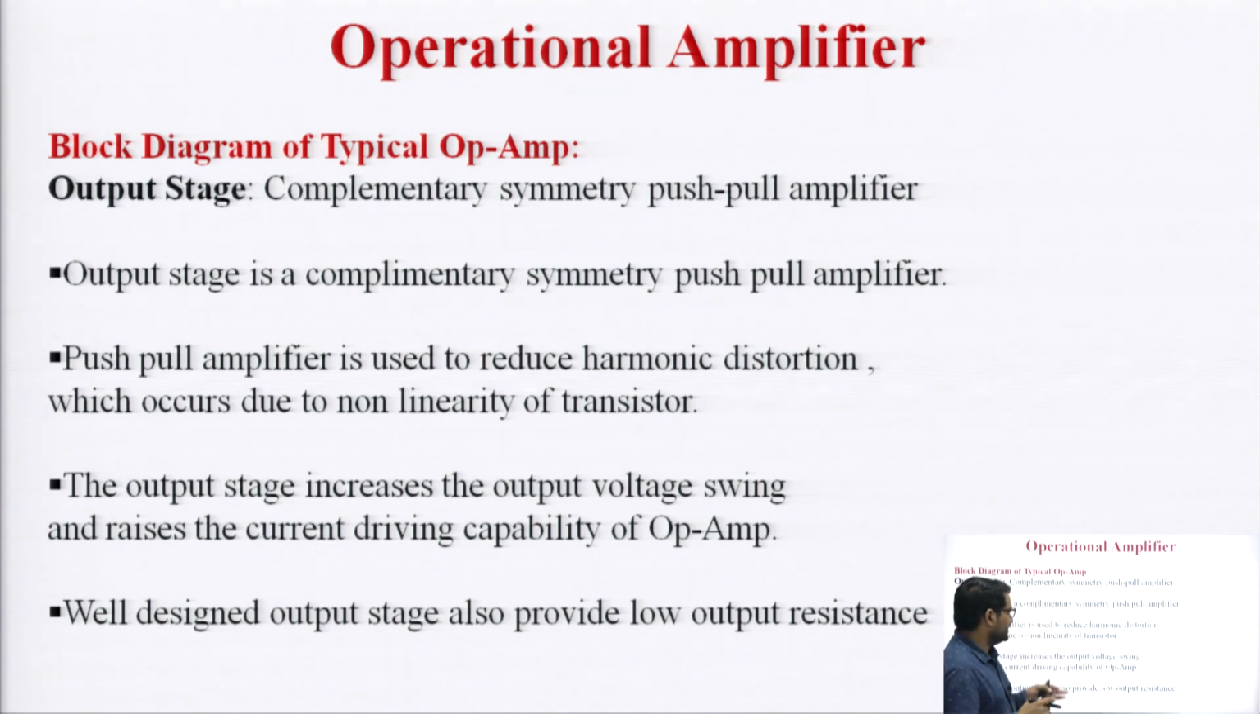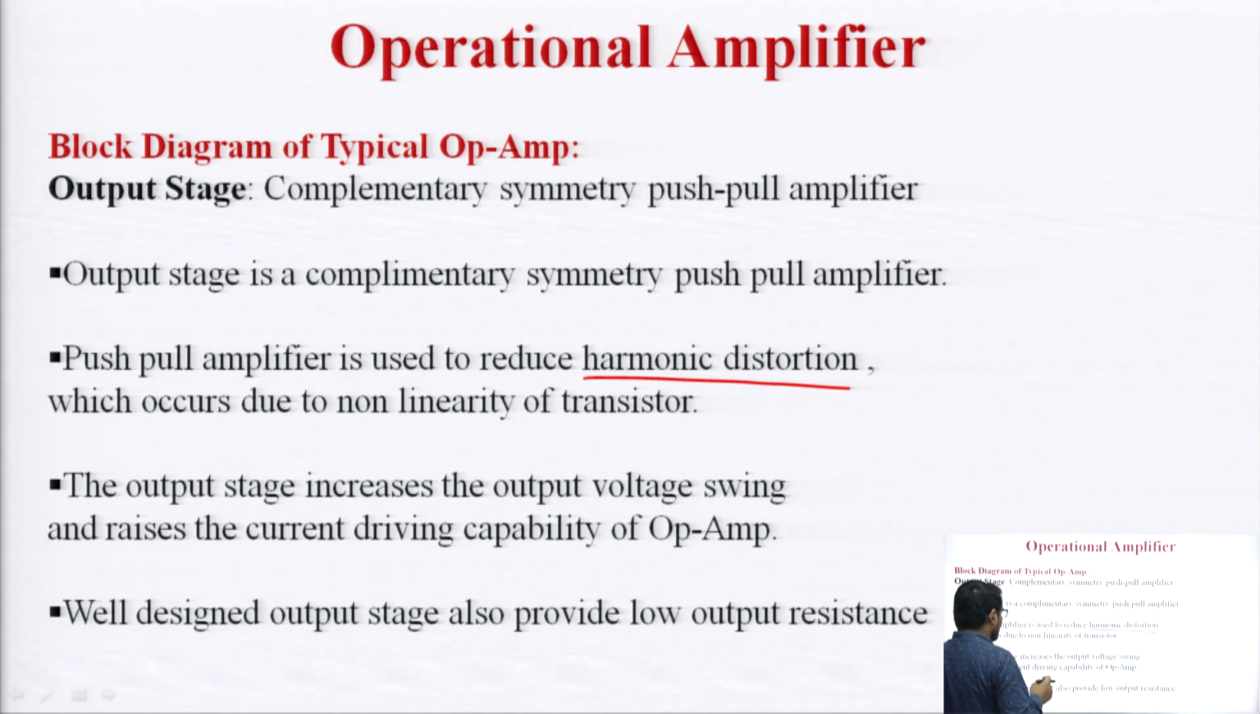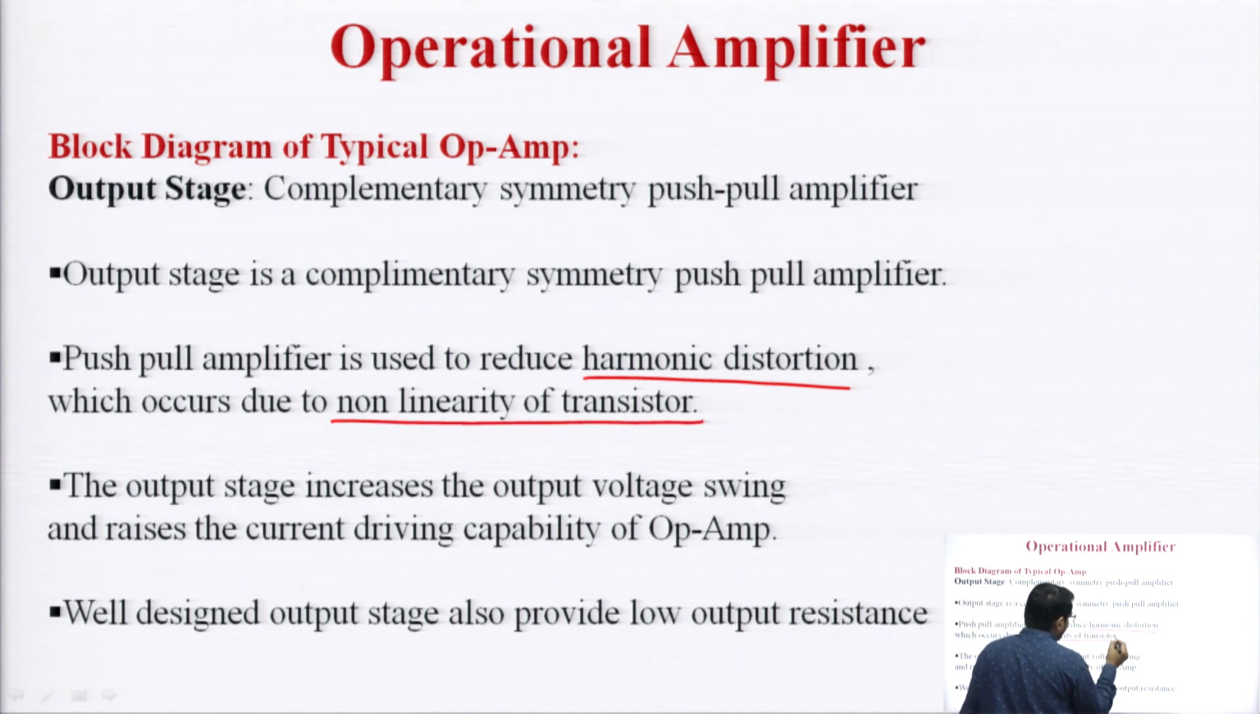At the output stage, we use a push pull amplifier, and the purpose of the push pull amplifier is to reduce the harmonic distortion. And why is harmonic distortion present at the output stage? Because of the non-linearity of the transistor. A transistor works in a non-linear mode or in linear mode. So, if we work in a non-linear mode, then harmonic distortion will be present at the output.